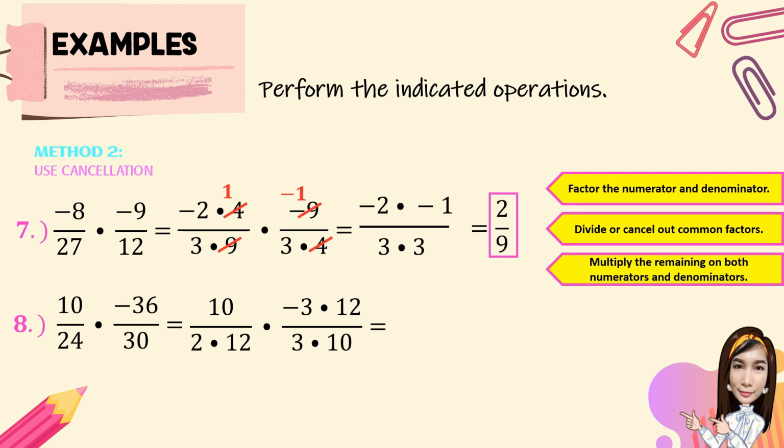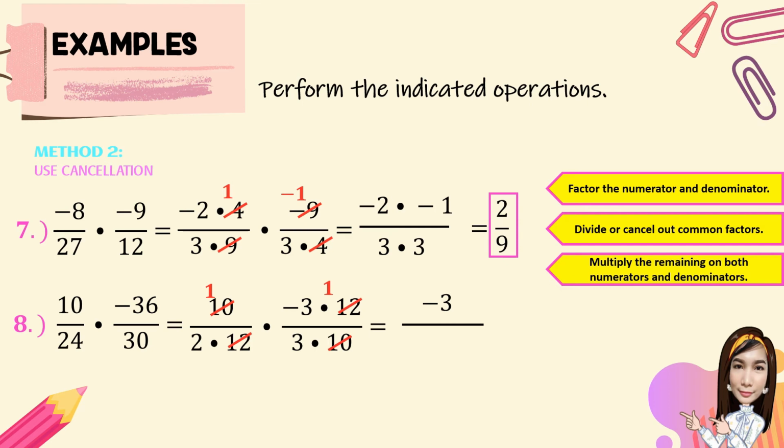Now, as you notice, 10 and 30 have a greatest common factor, which is 10. So 10 divided by 10 is equal to 1. Then, negative 36 and 24 have the greatest common factor, which is 12. So 12 divided by 12 is equal to 1. Then multiply the remaining on both numerators and denominators. So we have negative 3 times 1, still we have negative 3.